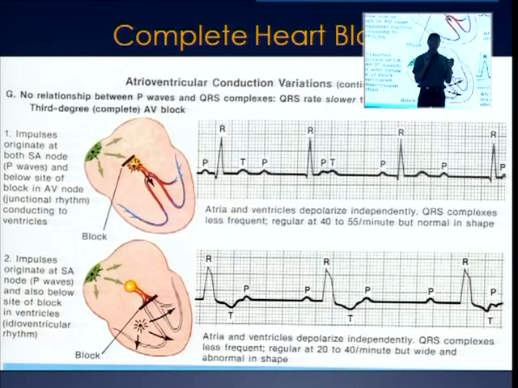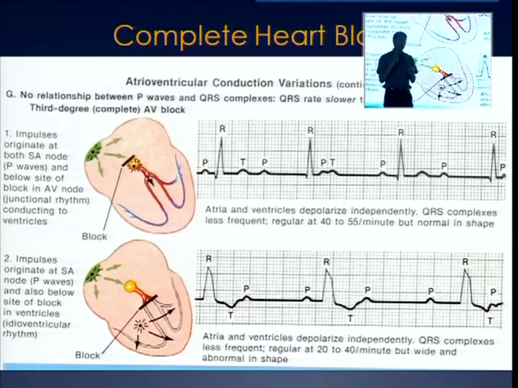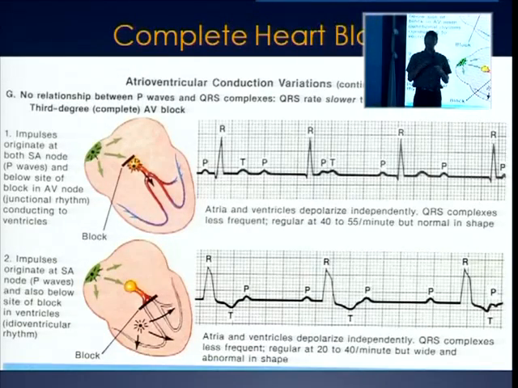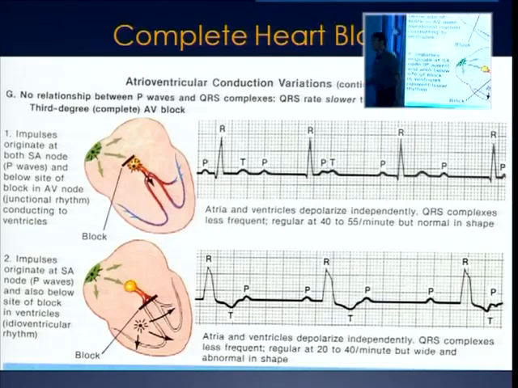It's important here to talk about AV dissociation. What's the difference between AV dissociation and complete heart block? The difference is that if you take a long rhythm strip and keep following it, you will find some captured beats at some point if you have AV dissociation. But in complete heart block, there will never be a capture.